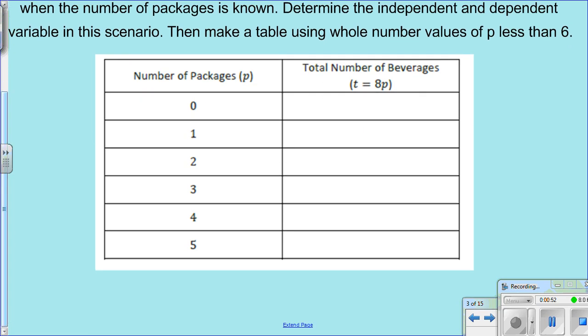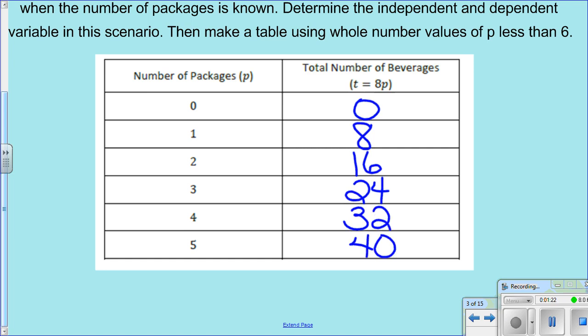Number of packages P, they start with 0, 1, 2, 3, 4, 5. Those are numbers less than 6. And now we need to apply the equation T equals 8 times P in order to get the number of beverages. So if the P is 0, 8 times 0 is 0, 8 times 1 is 8, 8 times 2 is 16, 8 times 3 is 24, 8 times 4 is 32, and 8 times 5 is 40. Those are your values in your table.